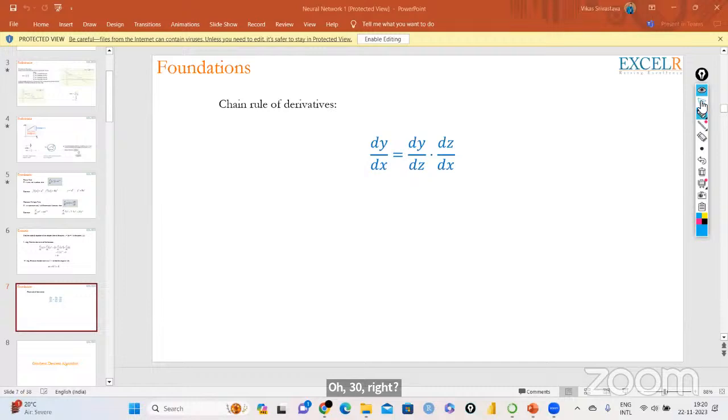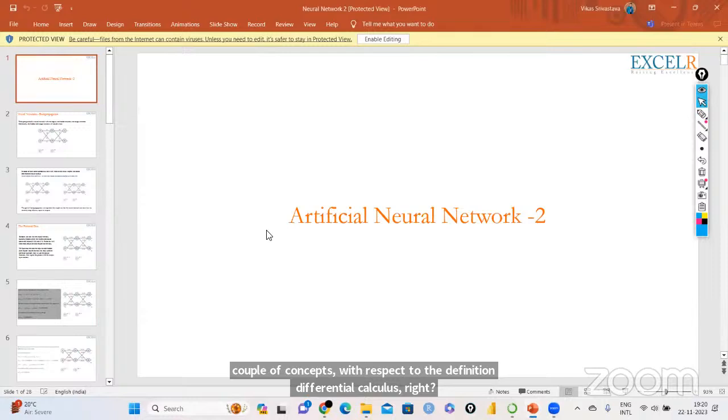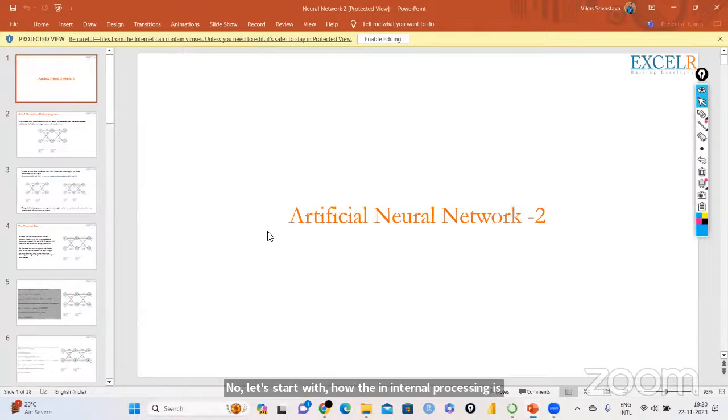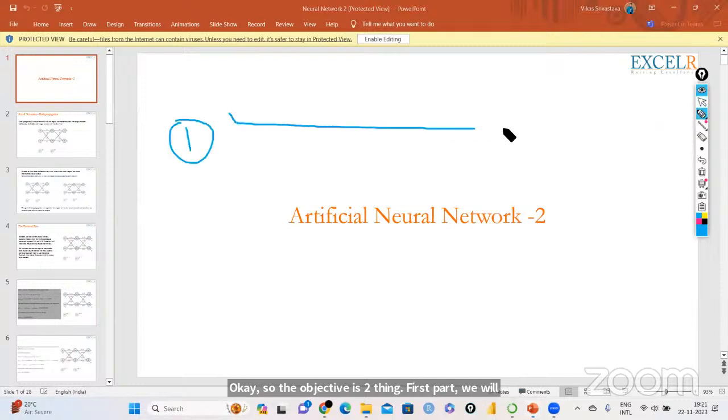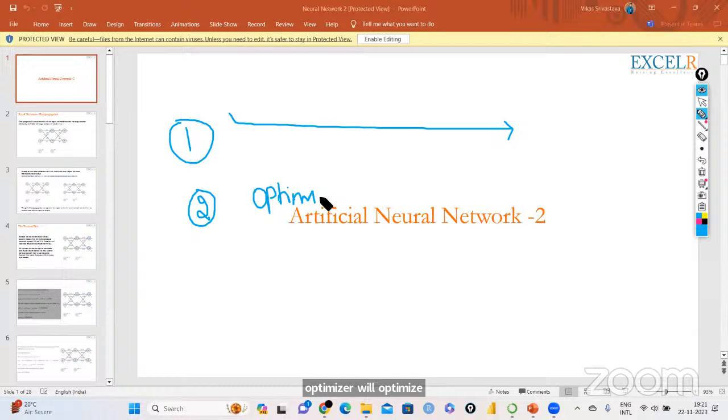Okay, cool. So I guess you guys recall a couple of concepts with respect to the differential calculus, right? Now let's start with how the internal processing is being done and what are the different things there will be. The objective is two things. First part, we are going to discuss how the information is flowing from input layer to output layer. And the second thing we will be discussing is how the optimizer will optimize the weights, right?